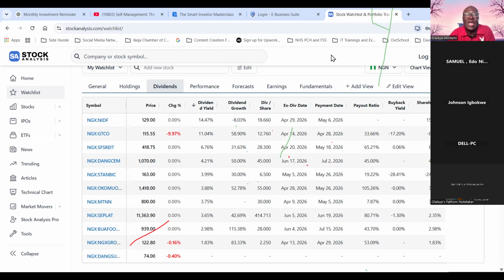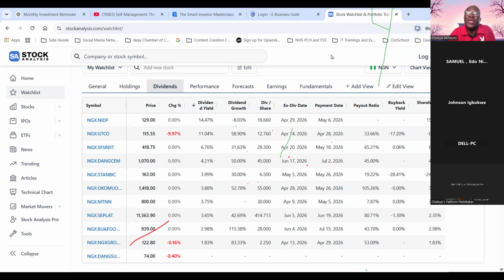But I'm also saying there is no one cap fits all. There are many things you have to consider when you buy your stocks. Sometimes you will just have to use one key thing to determine, because the stocks that pay you 3 or 4 times in a year may not be the one that gives you the highest dividend yield. Okay, sir.